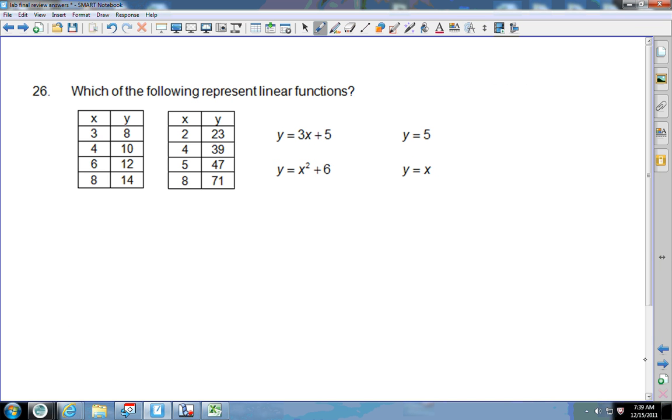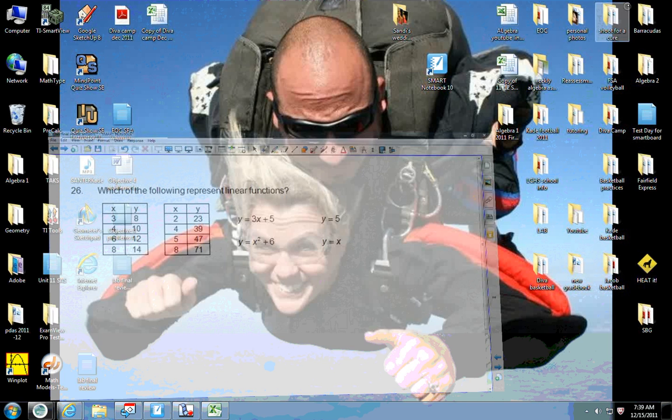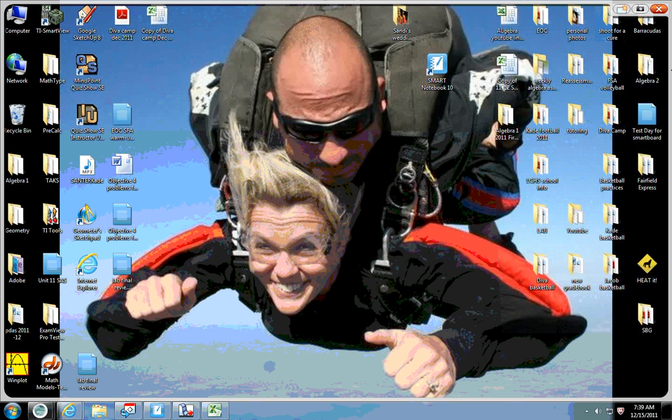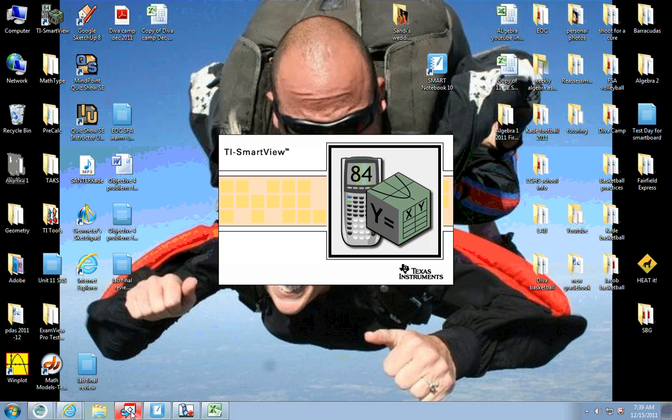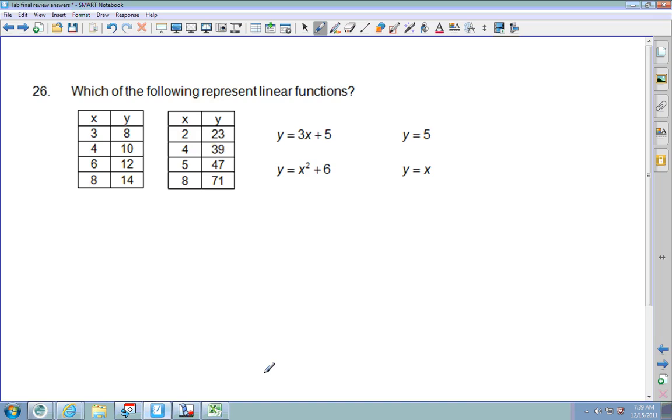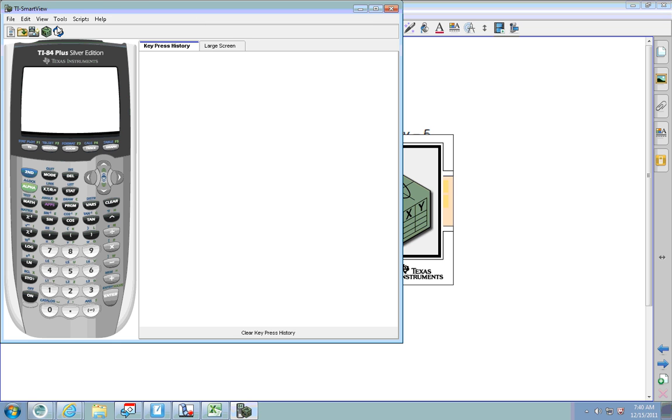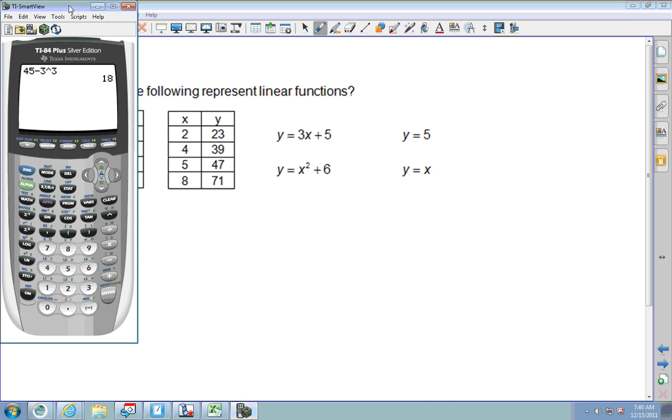Which of the following represents a linear function? So out of all of these right here, which one makes a line? Oh, I guess I need to go get my calculator here. Okay, so I'm going to pull up that calculator. Now what I would do right now, those of you waiting, I would go in the equations, go to y equals and put them in the calculator and see if they make a straight line.